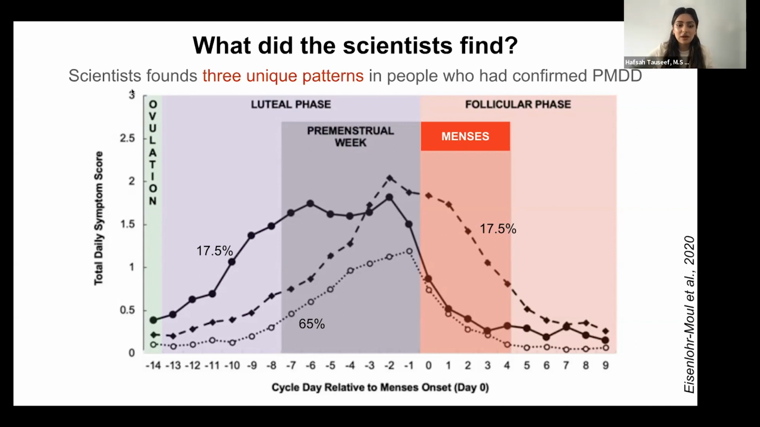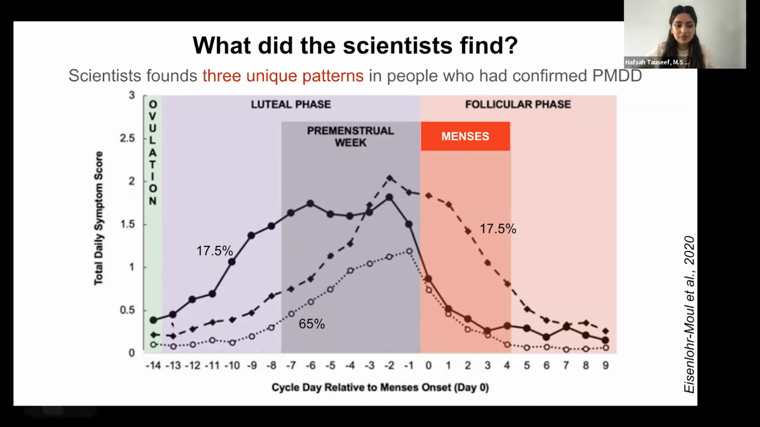Now I'm going to describe the 3 most common symptom patterns that we found in this group. The first pattern, the solid circle line, we call the severe full luteal phase. About 17.5% of participants presented with this pattern. They had intense symptoms for the longest duration of time, but notably their symptoms turned off quickly. We often hear patients with this pattern describe it as half-life, referring to having symptoms for a full half of the month.